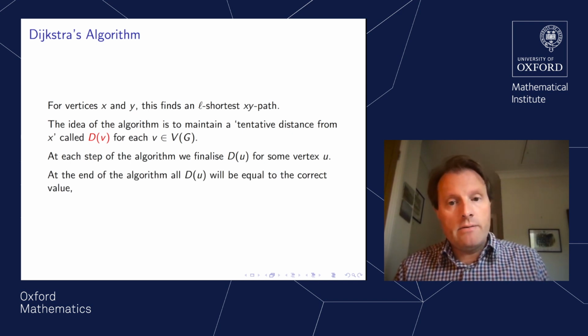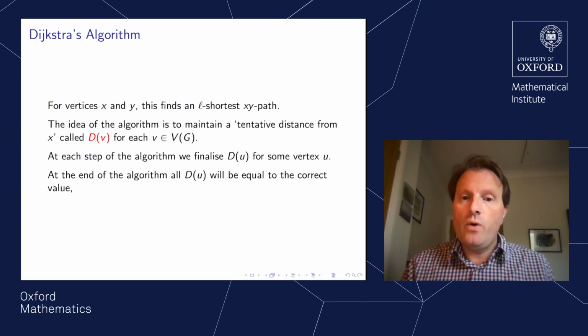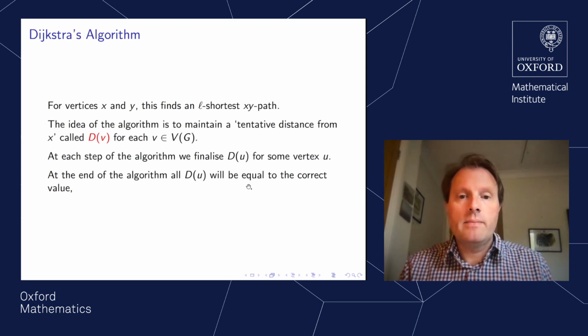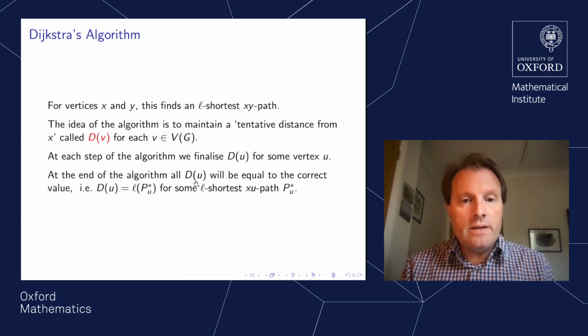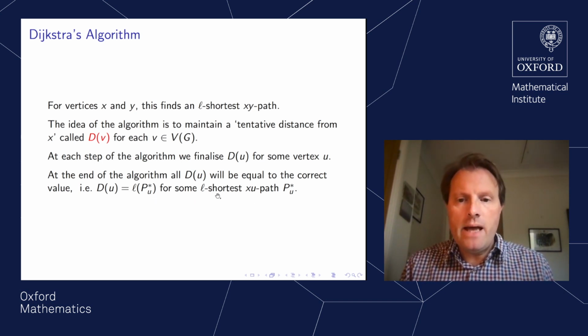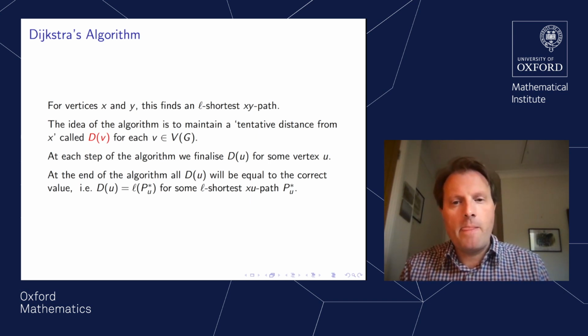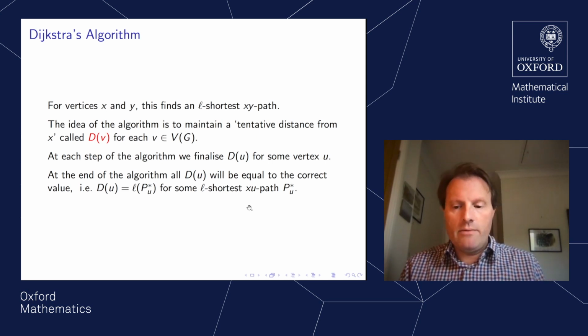By the end of the algorithm, we finalize d of u for all of the vertices u, and it'll be equal to the correct value. Namely, d of u will be L of p star of u, where p star of u is some L-shortest xu path. Okay, so that's the way that the algorithm is going to work.